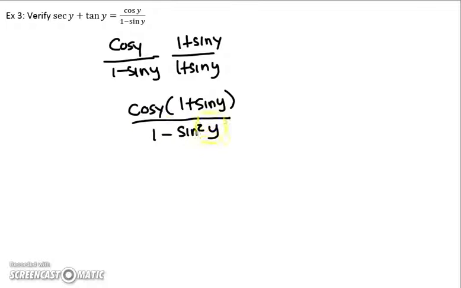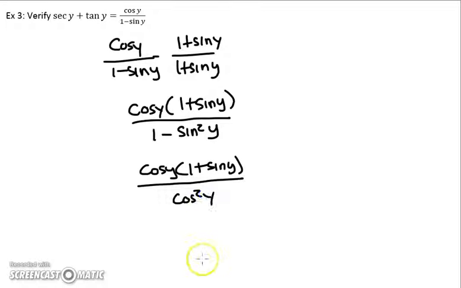So that's not a monomial yet, but we can use our Pythagorean identity to turn it into a monomial. So we have cosine of y times 1 plus sine of y, and 1 minus sine squared of y is the same thing as cosine squared of y. Now our cosines can cancel, so that's why we didn't want to distribute. So that can cancel with one of our cosines, and that's going to leave us with 1 plus sine of y over cosine of y.